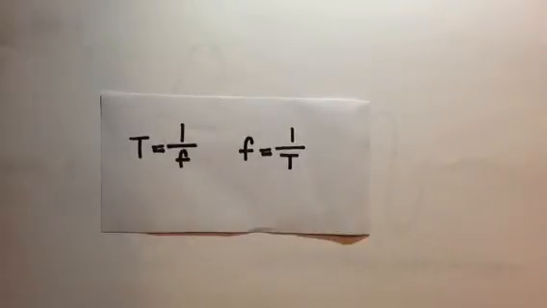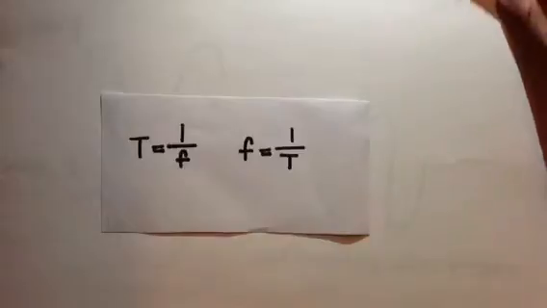When we want to know how fast a wave is traveling, we want to find the wave velocity, otherwise known as v. V can be found by multiplying the wavelength times the frequency of the wave. Another important math component to remember is that the frequency and period of a wave are inverse to each other. So 1 over the frequency equals the period, and 1 over the period equals the frequency.